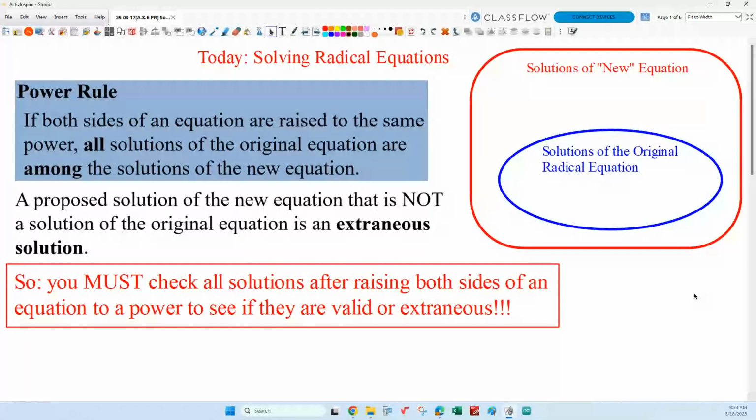Okay, so today we're going to talk about solving equations, some techniques for solving equations that involve radicals. So what do you do?